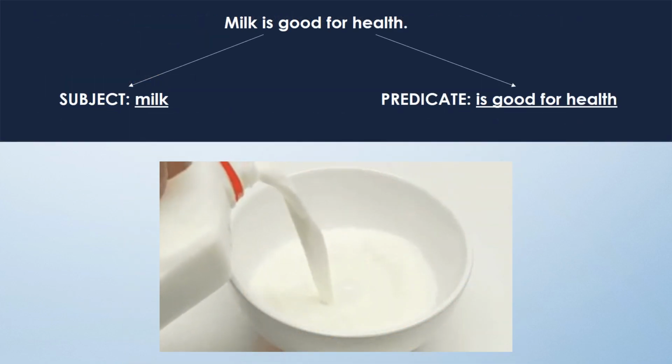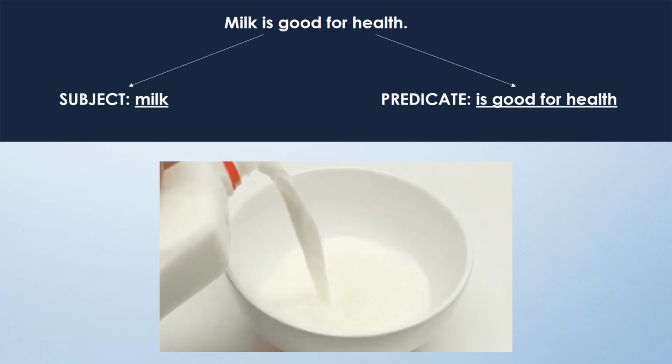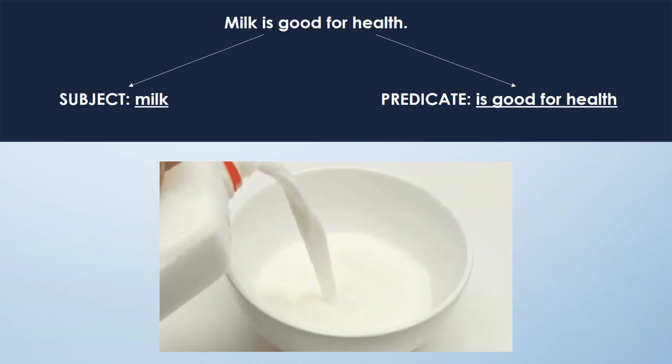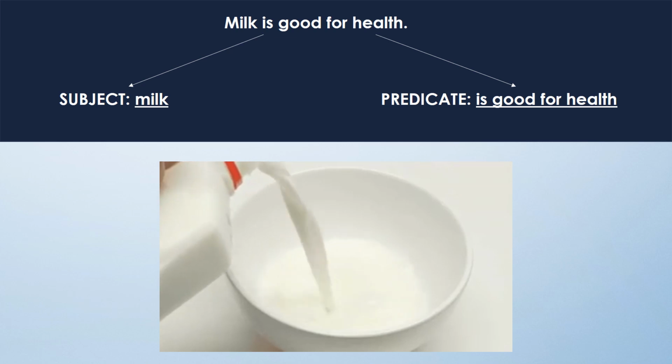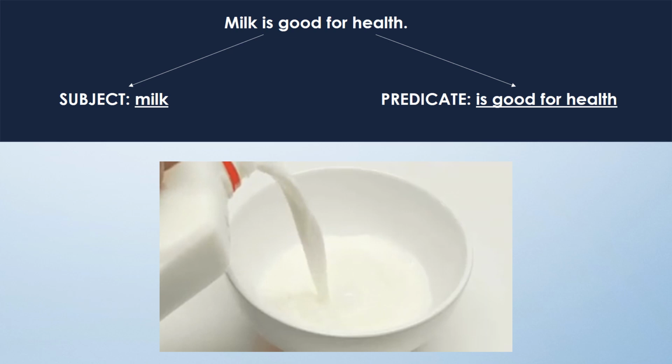A sentence is made up of two parts, a subject and a predicate. Example, milk is good for health. A subject contains words that tell us who or what a sentence is about. Here, the sentence tells about milk, so milk is a subject. A predicate includes a verb and words that tell us something about the subject. In this sentence, is a verb and it tells us about how milk is good for health. So, is good for health is a predicate.